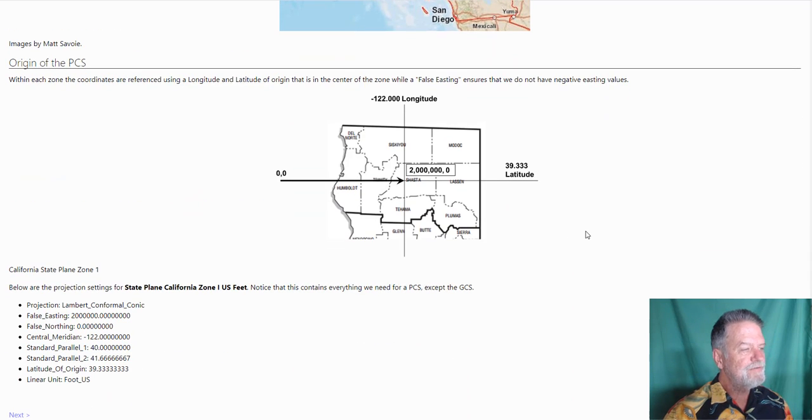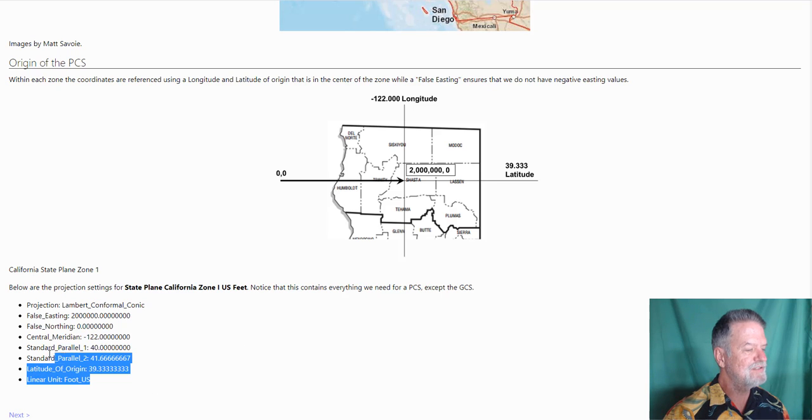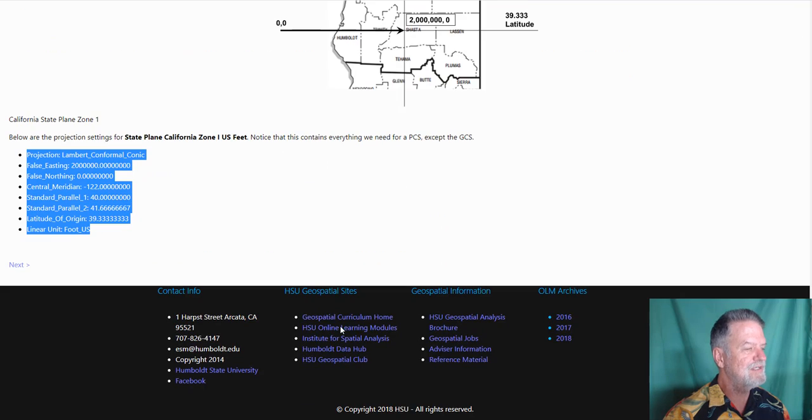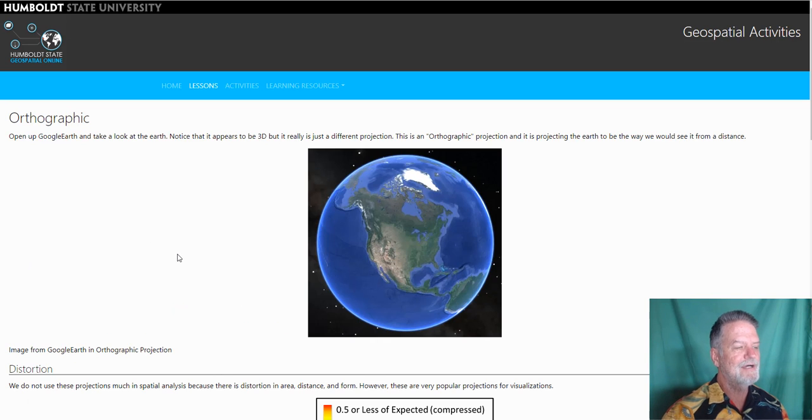So the origin for the State Plane systems is also moved toward the center of the zone. Again, that's to help with the size of the numbers. Here's the actual settings that go into the PRJ file, and if you have a shapefile and you open the PRJ, these are the actual settings that you'll see. Won't go into that in too much detail right now. I do want to instead cover a couple other projections that you will see.